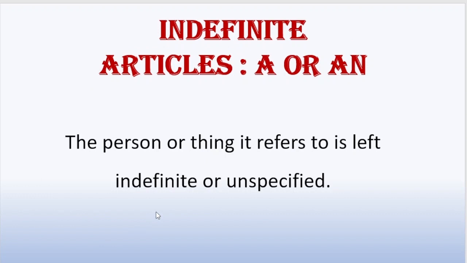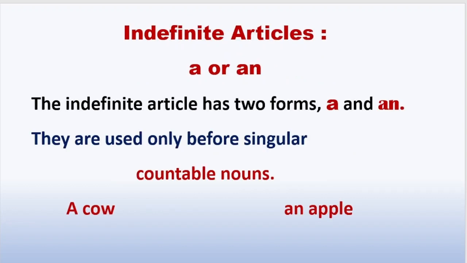Okay. In this class, we will learn only about the indefinite articles a or an. It is called indefinite because the person or thing it refers to is left indefinite or unspecified. It is very important to remember that these indefinite articles a or an are used only before singular countable nouns. A cow, an apple. A cow means one cow, singular. An apple means one apple, that is also singular.